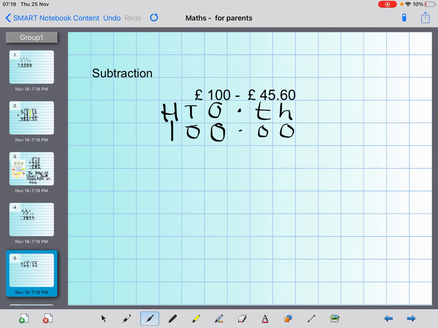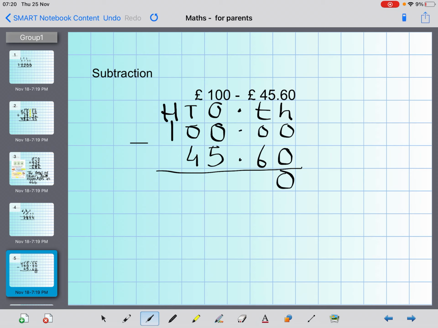Next number we have is 45.60. So we've got 4 tens and 5 ones. We've got a decimal point, we've got 6 tenths and 0 hundredths. Now we can take away. We always start with our smallest digit, which in this case is our hundredths. 0 take away 0 is 0. 0 take away 6 we can't do. So here I'm going to show you an example of exchanging through the zeros.